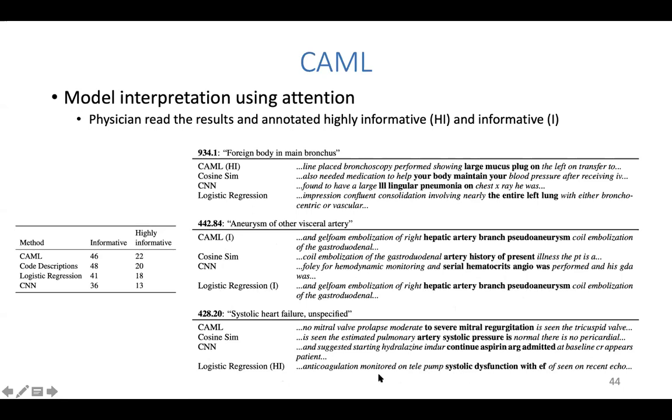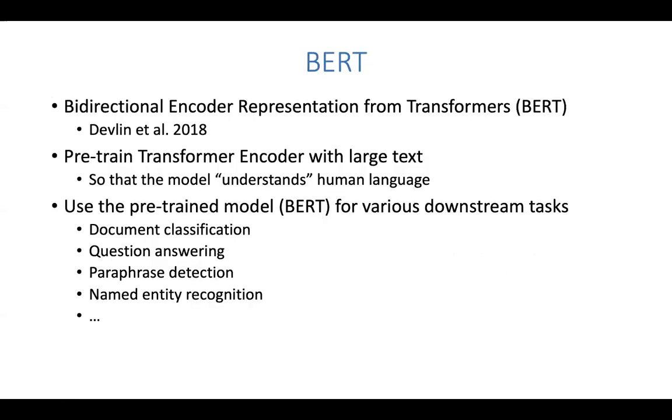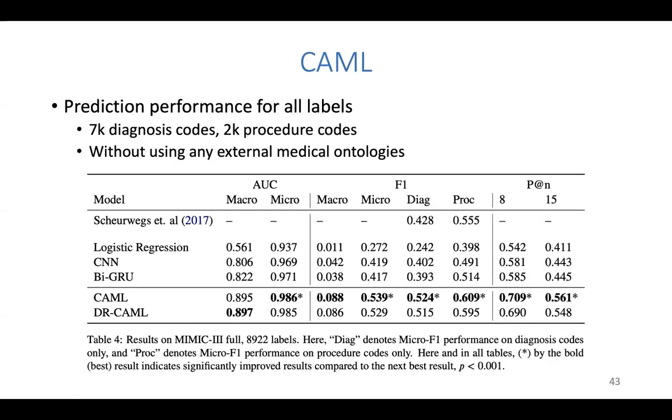Anyway, statistically, CAML actually showed the most highly informative results compared to other baselines. The code description is basically using the code description, so this is actually using ground truth compared to other models like logistic regression and CNN. CAML actually showed the best performance for interpretability as well. That is their claim. So anyway, that is the model CAML for automatic coding.